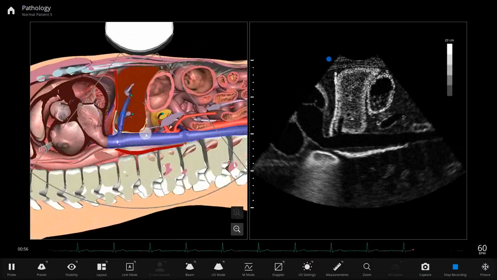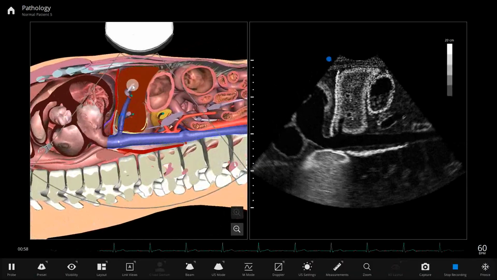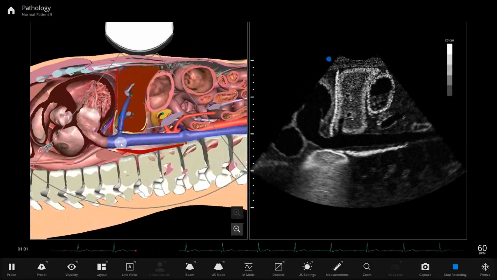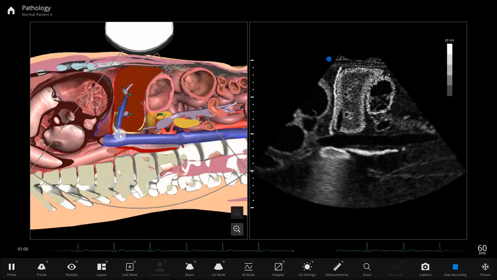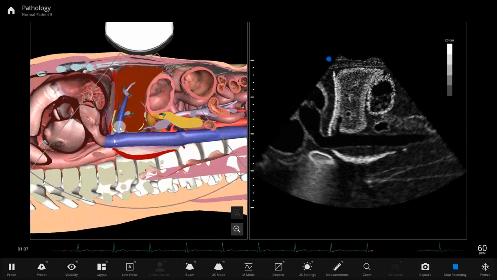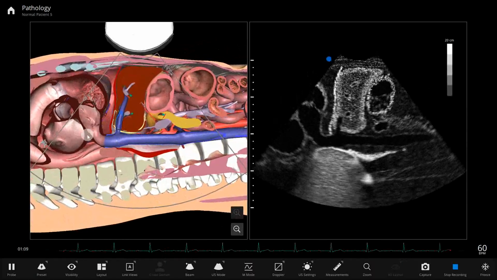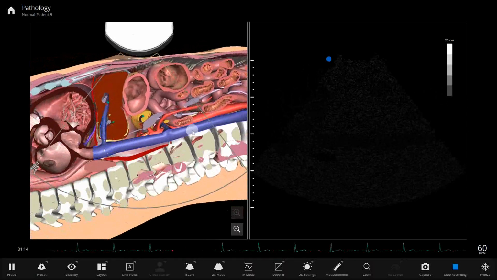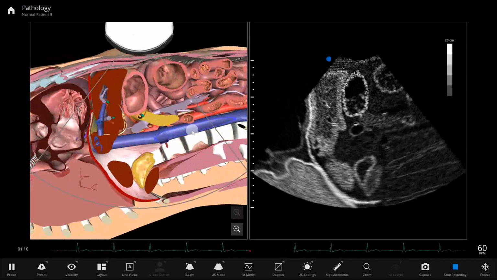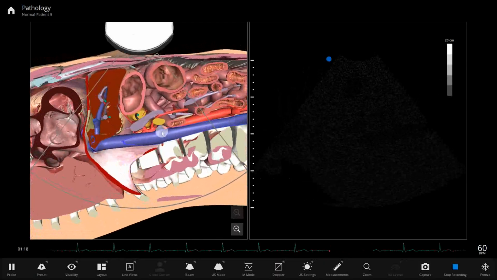So what you are seeing here is we have the IVC, we have the hepatic veins dropping into the IVC. They're the last major set of abdominal veins to dump into the IVC before it pierces the diaphragm and enters the right atrium. If we move down on the IVC a little bit, there we go, you're going to see some more branches.